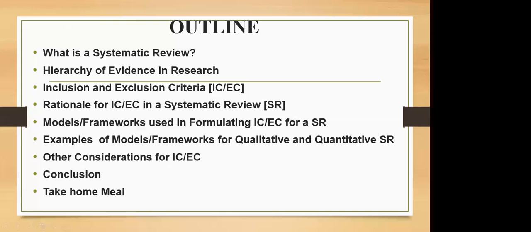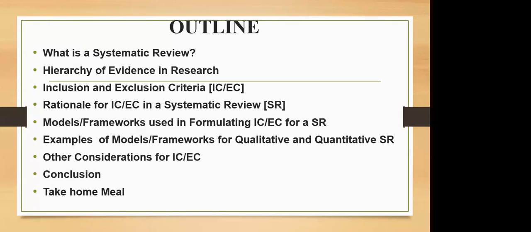IC means inclusion criteria, EC means exclusion criteria. So anywhere you see IC/EC on this slide, what it means is what? Inclusion criteria or exclusion what? Criteria. Now, you also asked another question. You said, how can these models be used to formulate your research question?